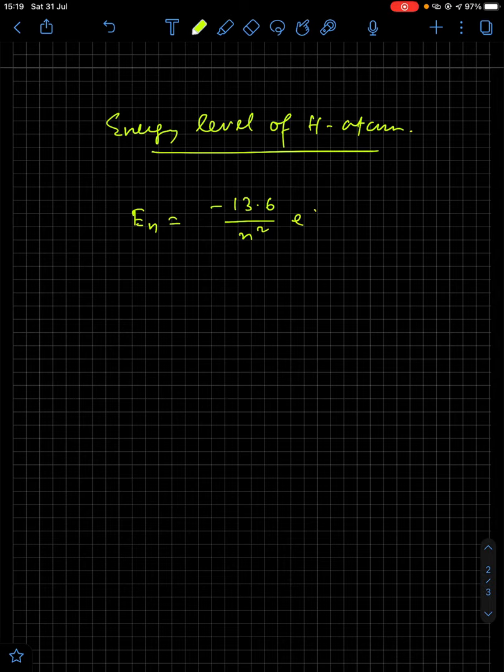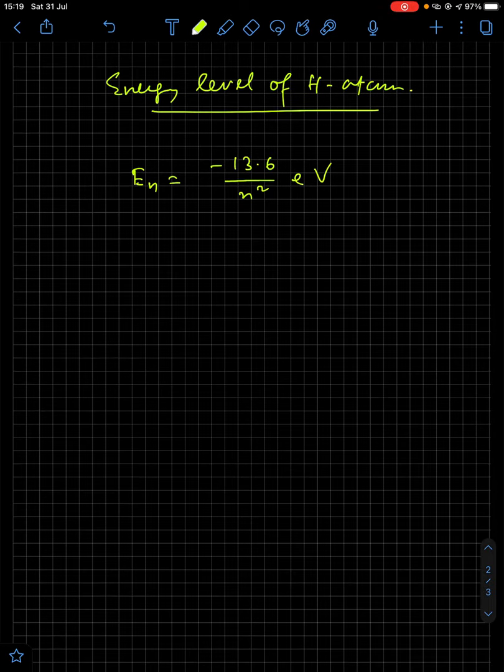13.6 divided by n square electron volt. This was for hydrogen atom. Now for n equal to 1, E1 becomes minus 13.6 divided by 1 square, which is minus 13.6 electron volt. So you call this energy of electron in ground state. This is energy of electron in ground state of hydrogen atom.